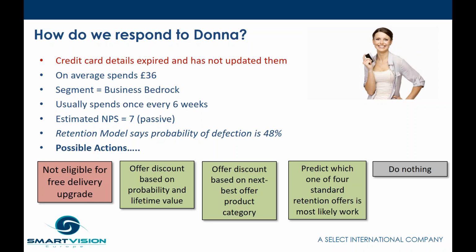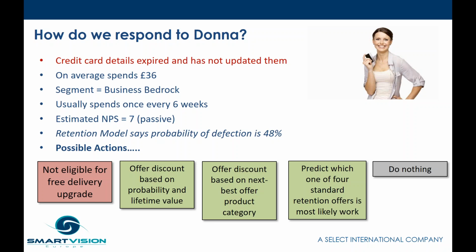In other words, we could treat her as if she wasn't going to defect and say, well, what is the next best offer to make to her based upon a completely separate algorithm, and then say, well, if this is the sort of product category or service she is likely to make next use of, maybe we should offer her something based on that product or service category, or predict which one of our 4 standard retention offers is most likely to work. That would require us to have historical data where we have tried out different retention offers and discovered which ones work best with what type of customers.